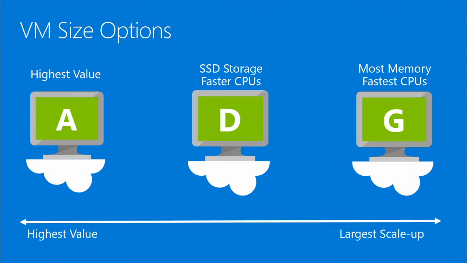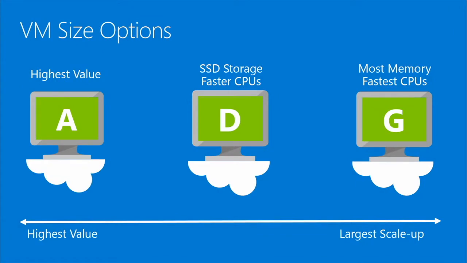Our G virtual machines, on the other hand, on the far right of the spectrum, those are for the most intense and extreme type workloads. Our largest G series virtual machines have the fastest processors available in Azure, have the most RAM available on any public cloud, and have large amounts of local SSD storage as well. In the middle is the D series. The D series also have SSD storage. They have fast CPUs on them.